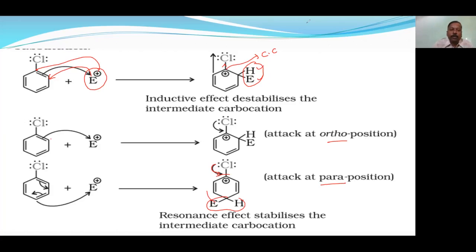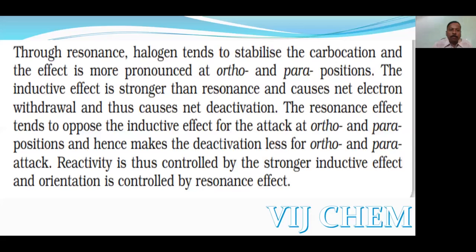That's why even though it is electron withdrawing through the inductive effect, due to the plus R effect, electrons are more concentrated at the ortho and para positions. Therefore, substitution happens at ortho-para directing positions. So that was the concept building. This is what I have told you.